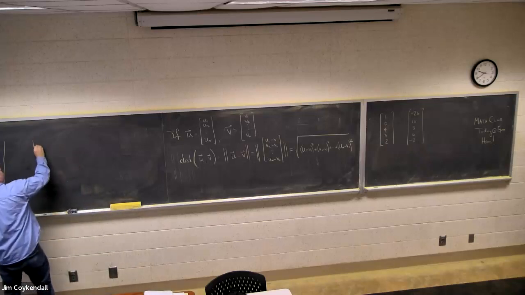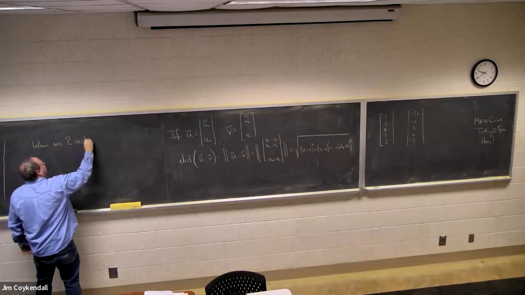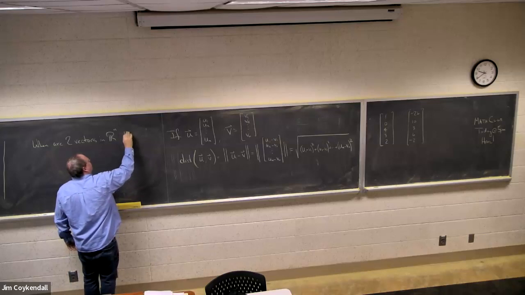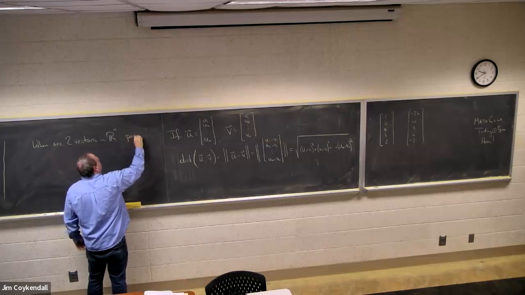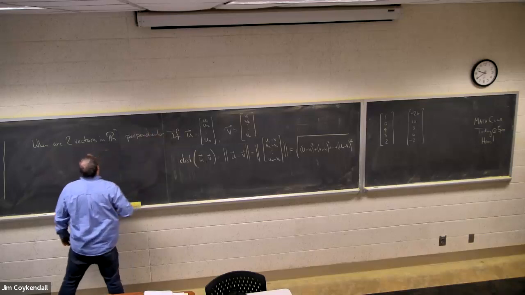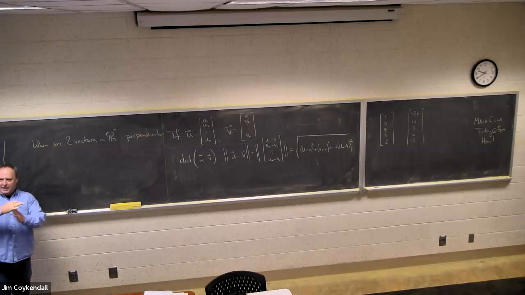So when are 2 vectors in Rn perpendicular? Perpendicular, you guys know what that means, right? Sits at a 90-degree angle.